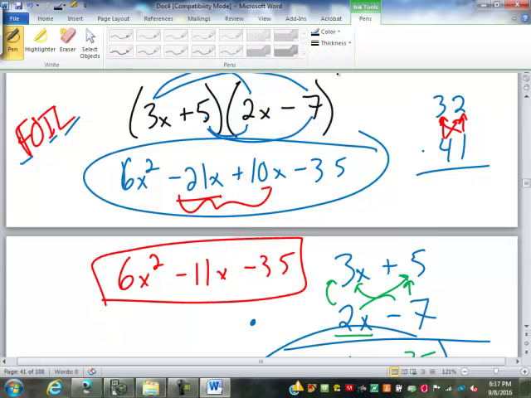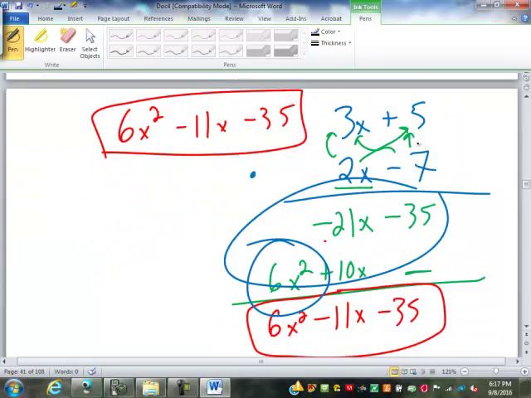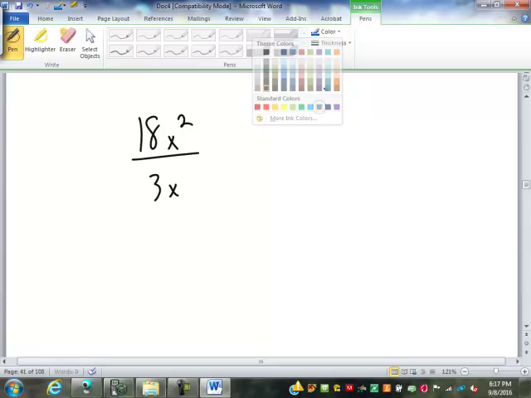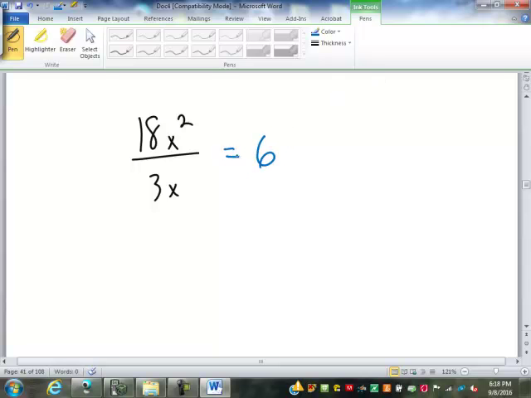FOIL is not something we're going to need to do a lot for this class as well, but again, that's that next step in our operations with algebraic numbers if you were to go on. Last thing I want to show you is division, and we're just going to do simple single digits. 18x squared divided by 3x. Just like with multiplication, when we divide, we do not need the same name. And when we divide, we're going to also combine the names. So 18 divided by 3 is 6. X squared divided by x is x.